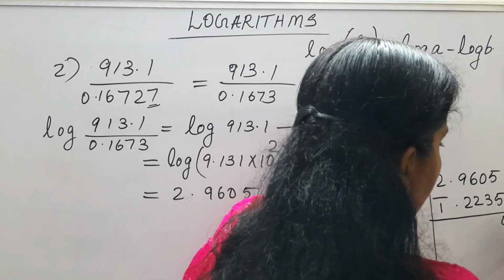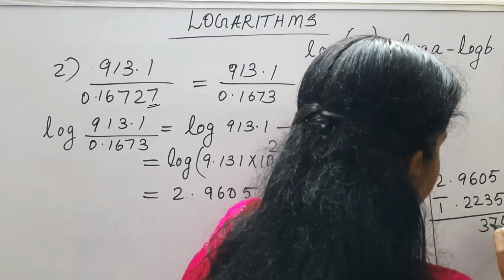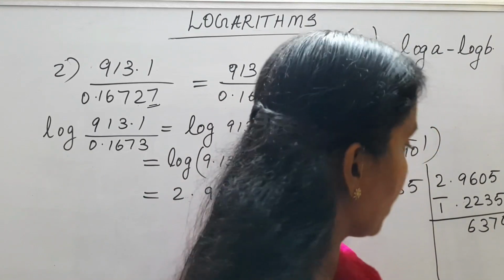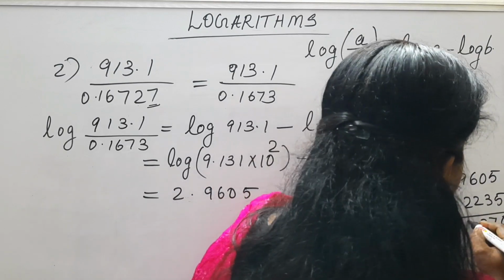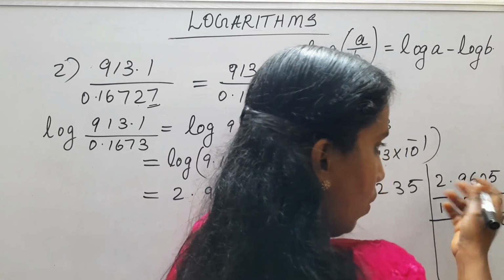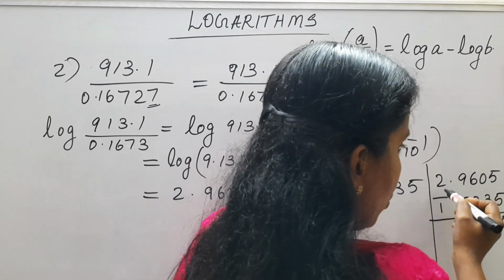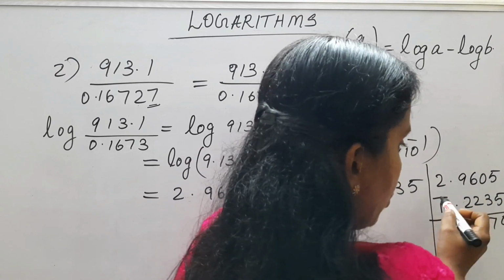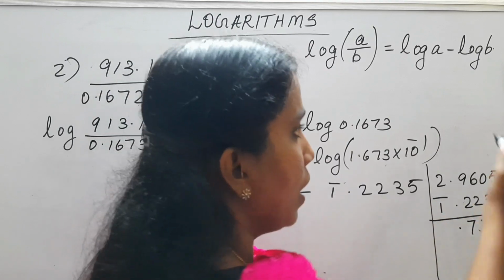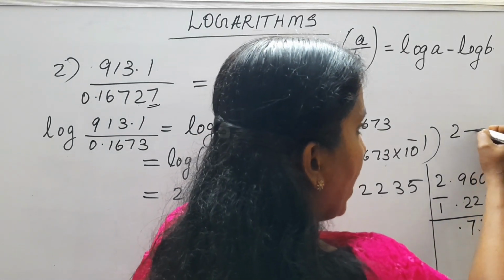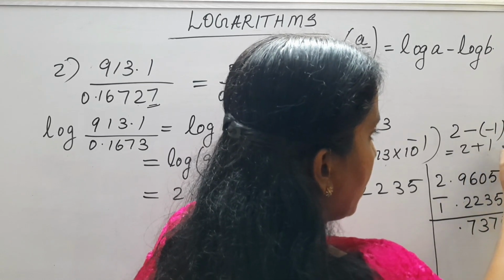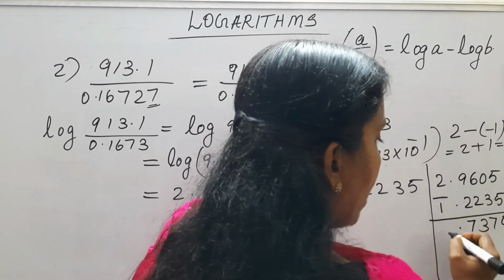So 5 minus 5, 0, 7 minus 3, not 6, 7. So here we have 7. Then what will we have here? So no carry or borrowing and all. So here it is 2 minus negative 1. I told you bar 1 stands for negative 1. So it is similar to 2 minus minus 1. So what is 2 minus minus 1? 2 plus 1. So it becomes 3. So this part becomes 3.